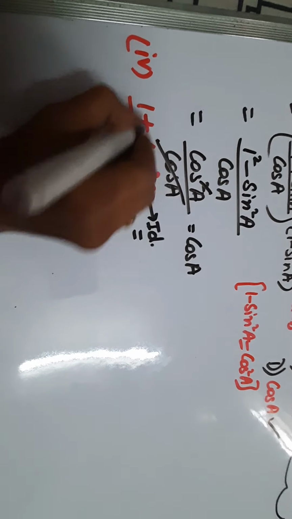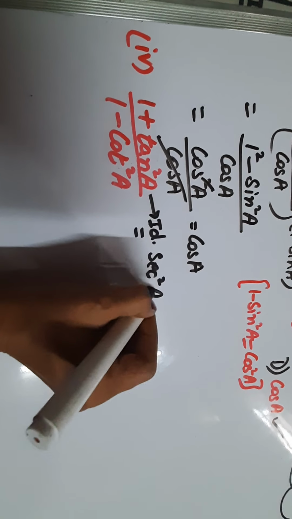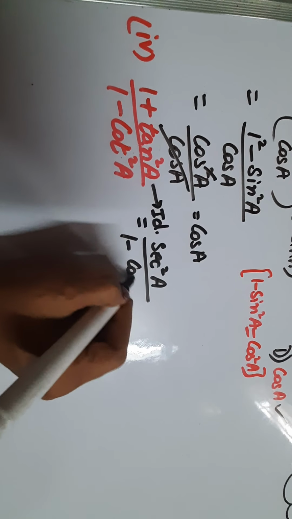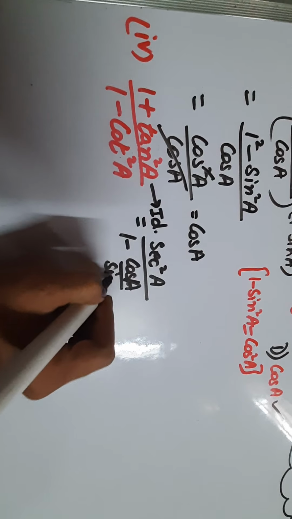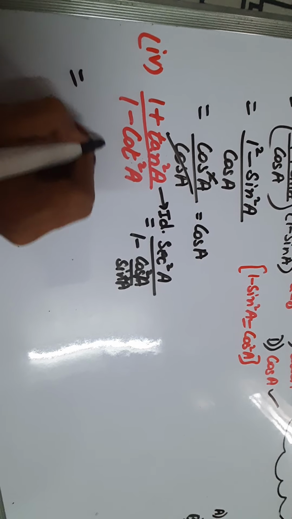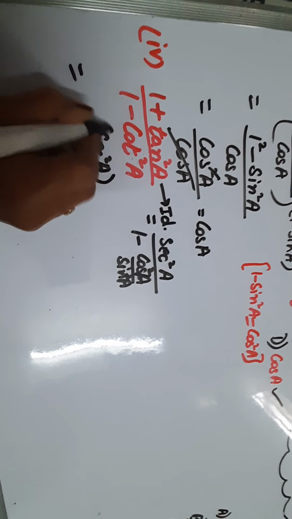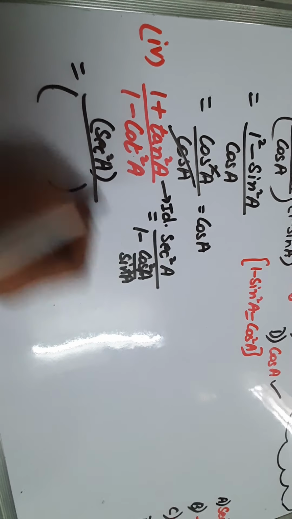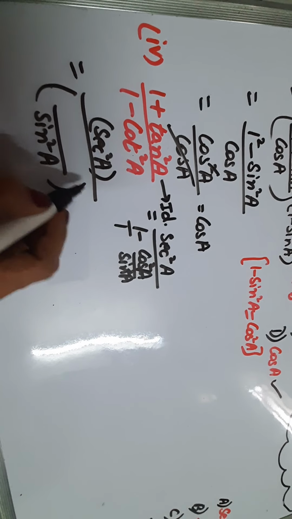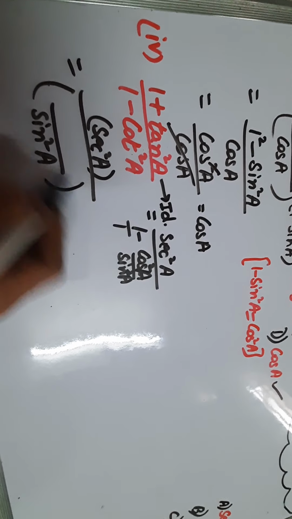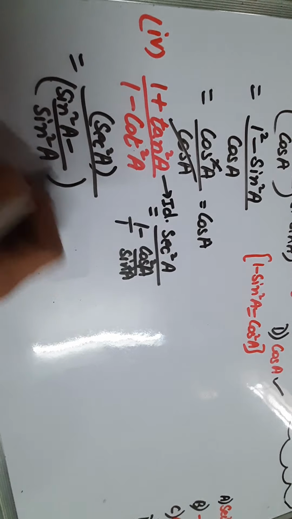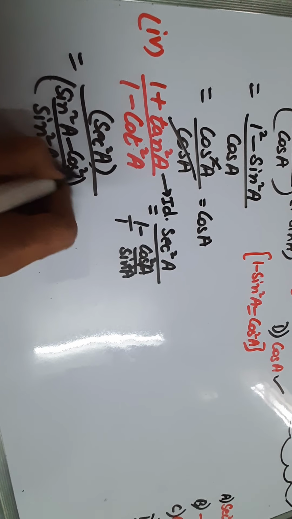So what can we write? We can write secant square A upon 1 minus cot square A. We will replace cot by cos A upon sin A and their squares, because cot square is there. So now the numerator will be secant square A, but in the denominator we need to take the LCM. LCM will be sin square A, right? So here 1 is there. Compare the denominators. Sin square is missing here, so we will multiply by 1 sin square A minus cos square A, denominators are same, so the numerator will be same, right?